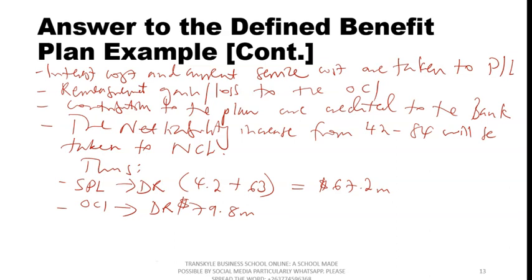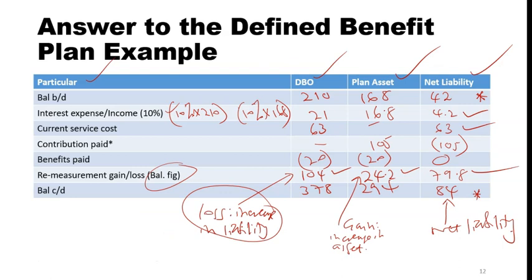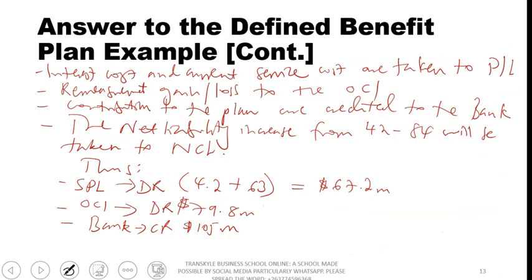All right, then what of the bank? What happens to the bank? The bank is credited with the contributions made. So we credit the bank with how much? 105, because we made that contribution. This 105, as you can see, was the contribution that has been paid.